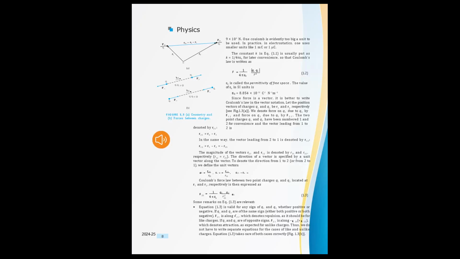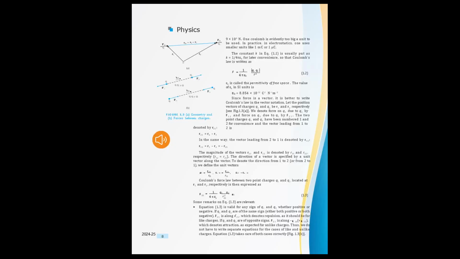To denote the direction from 1 to 2 or from 2 to 1, we define the unit vectors as r21 cap is equal to r21 by r21, r12 cap is equal to r12 by r12, r21 cap equals minus r12 cap. Coulomb's force law between 2 point charges q1 and q2 located at r1 and r2 respectively is then expressed as F21 is equal to 1 by 4 pi epsilon naught q1 q2 by r21 square r21 unit vector.